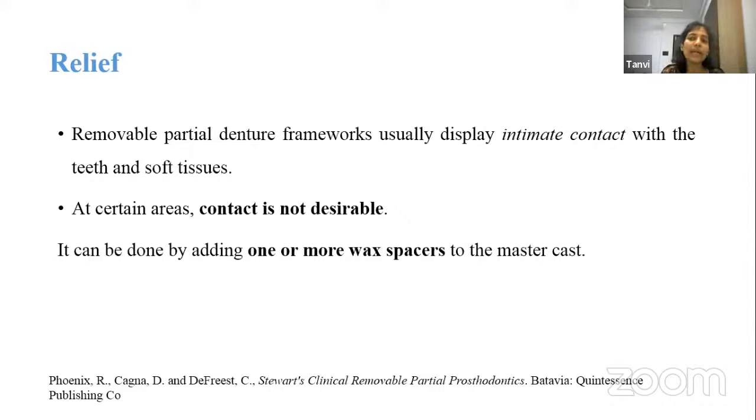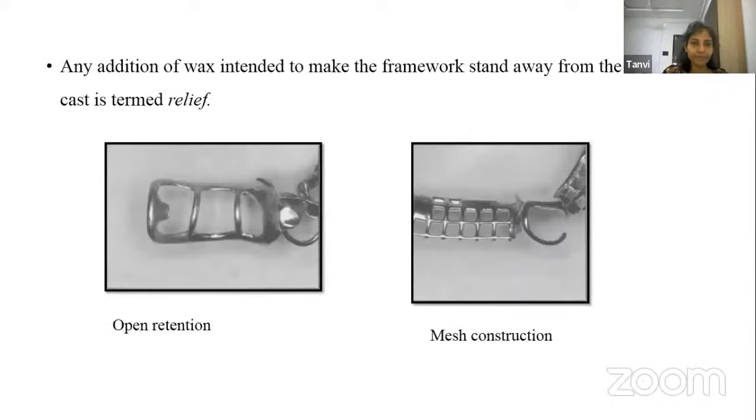Why is this relief required in the construction of the framework? There are certain areas in the framework construction where intimate contact of the framework with the soft tissues of the oral cavity is not required. There we require a spacer between the framework and the soft tissue of the cast, which will provide the relief. As you can see in the figure, two types of minor connector design are shown. This minor connector design will require the space beneath the framework and the soft tissue to be acquired by the denture base resin. To allow this space for the denture base resin, the space is created with the help of the spacer wax, and it is termed as relief.